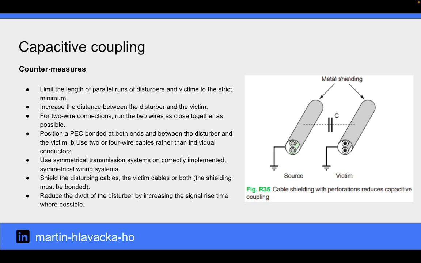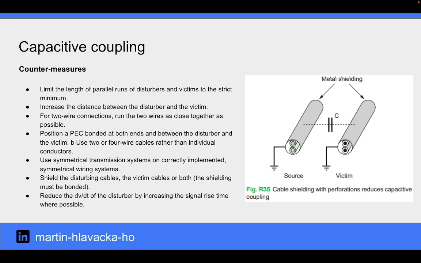Countermeasures are: limit the length of parallel run of disturbers and victims to a strict minimum, increase the distance between the disturber and the victim. For two-wire connections, run the two wires as close together as possible. Position a PEB bonded at both ends between the disturber and the victim. Use 2 or 4 wire cables rather than individual conductors.